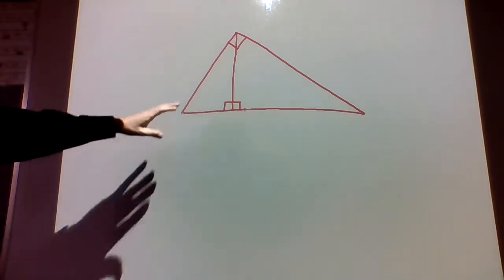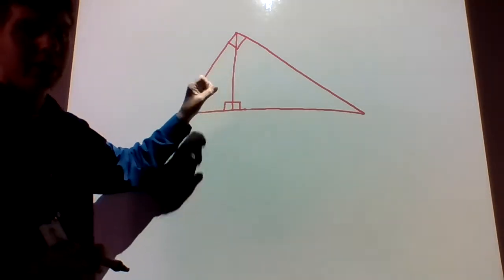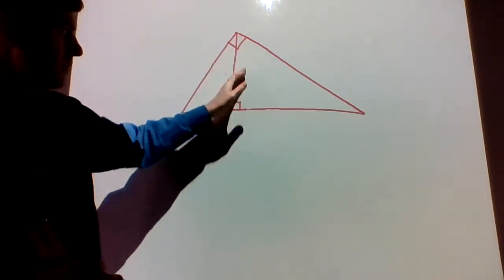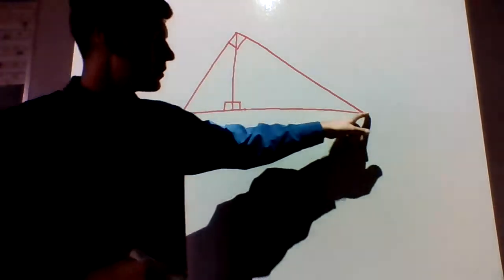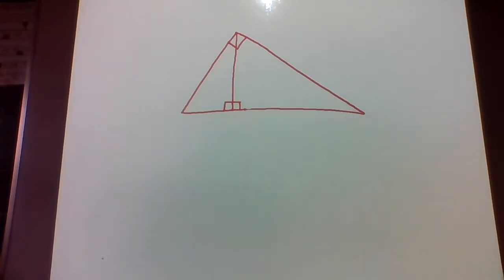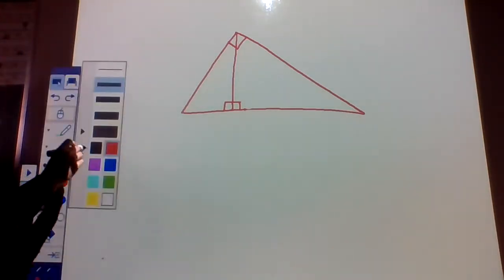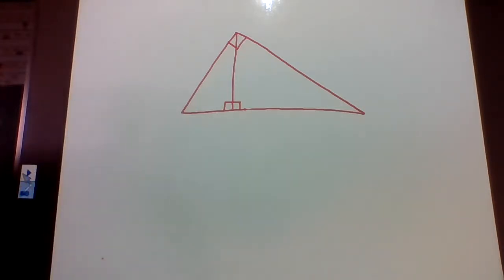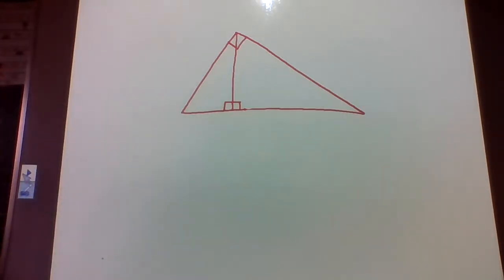Okay, now if we look at it, we have three triangles. We have a right triangle here, we have a right triangle here, and then we have the big right triangle. So we have 3 right triangles. The other thing we know about these triangles is that they're similar. Well, one, they all have right angles. Okay, and all right angles are congruent.